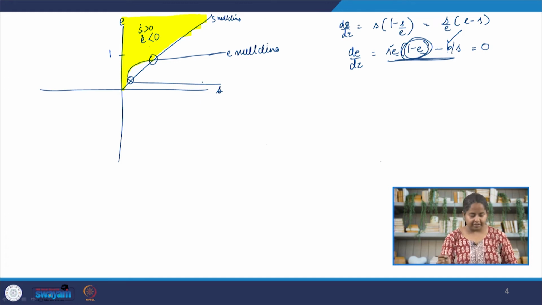Now let's look at the other segments that are made by these two intersecting null lines. So let's look at this gray area.